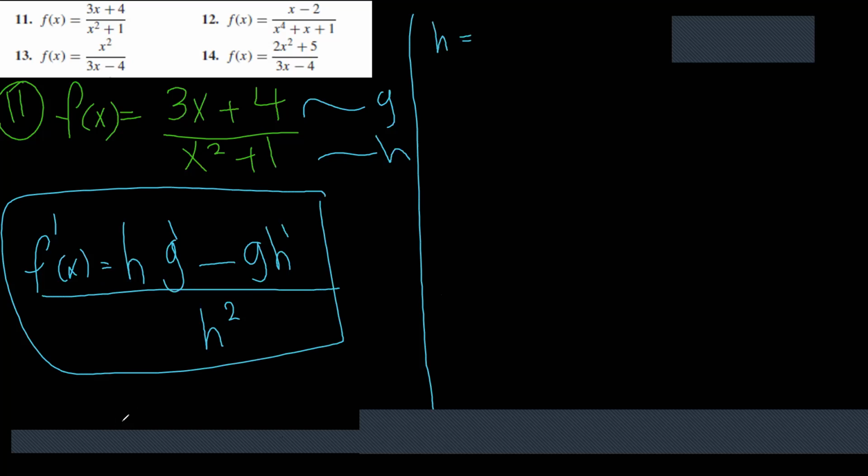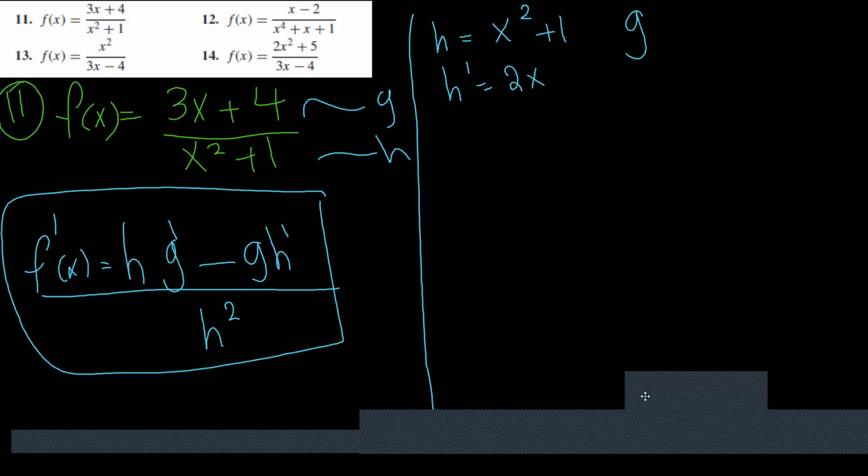So h now is x squared plus 1. So h prime will be 2x. And g is 3x plus 4. So g prime will be 3. Is it right? Yes. h is x squared plus 1, h prime is 2x, g is 3x plus 4, and g prime is 3.